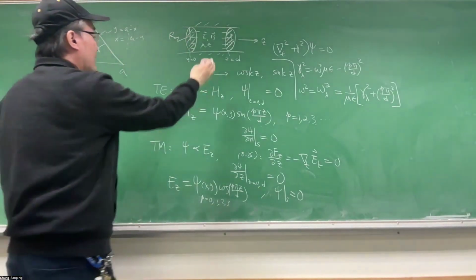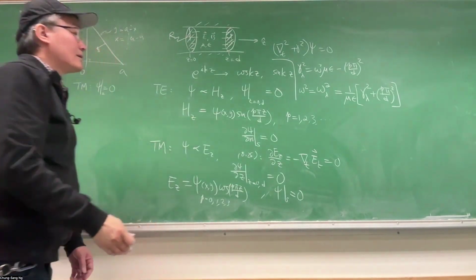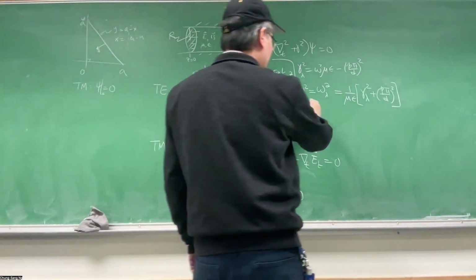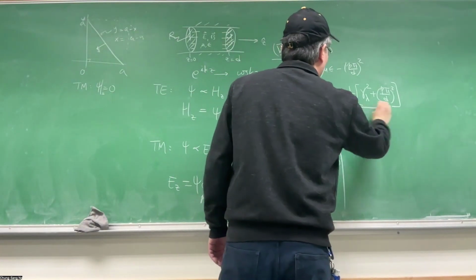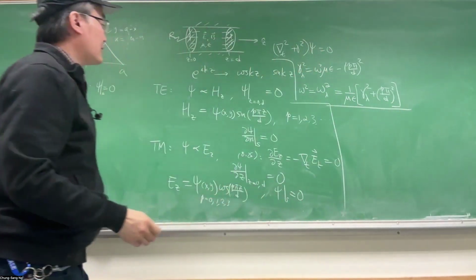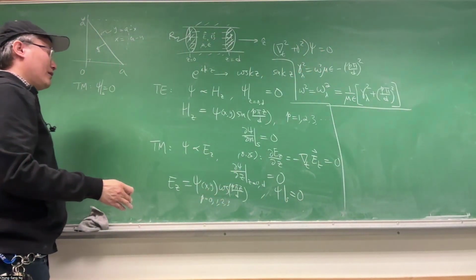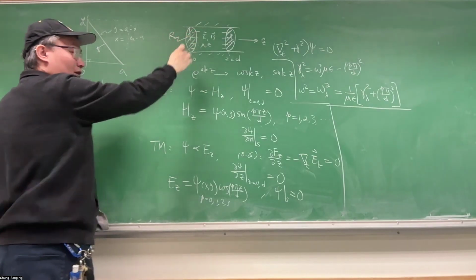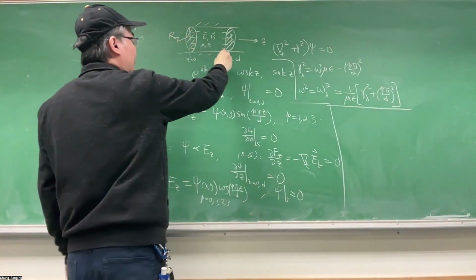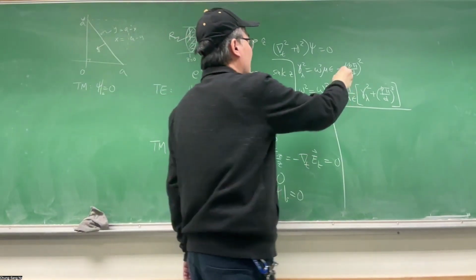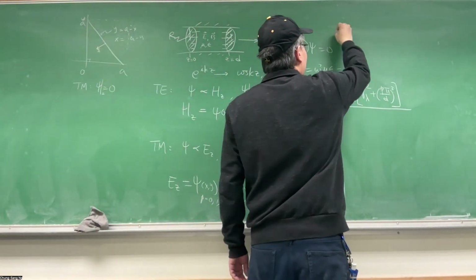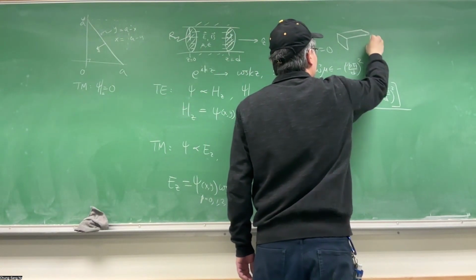Okay, we want to solve the wave mode inside. This is just an example. You can also have other kinds of cavity. The one thing you can obviously solve is the rectangular cavity. So basically now it becomes a cubic or rectangular cube.